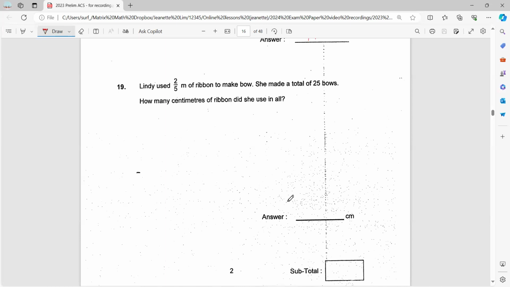19. Lindy used 2/5 meters of ribbon to make a bow. She made a total of 25 bows. How many cm of ribbon did she use in all? So first, 1 bow is 2/5 meters. So 25 bows, how long does she need? So we take 2/5 meters times 25.